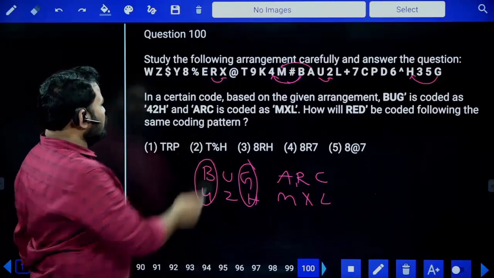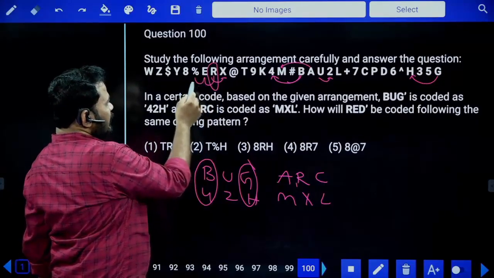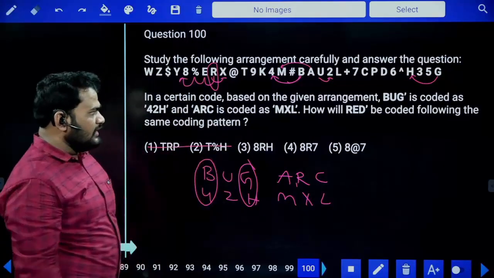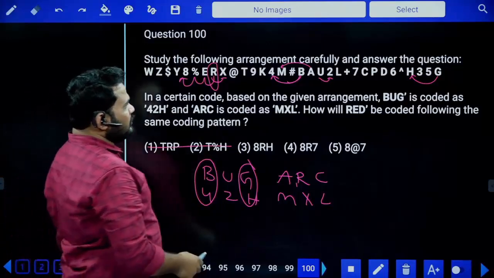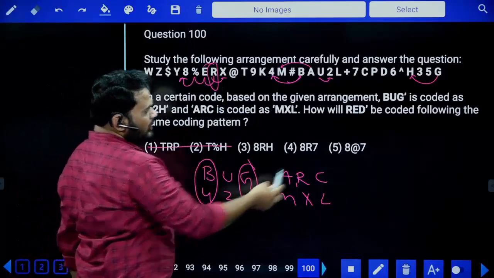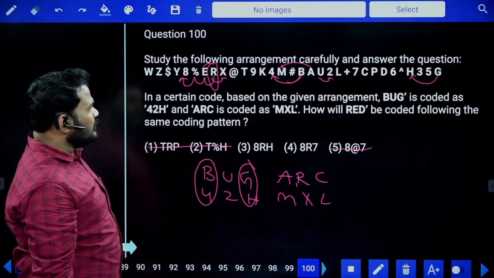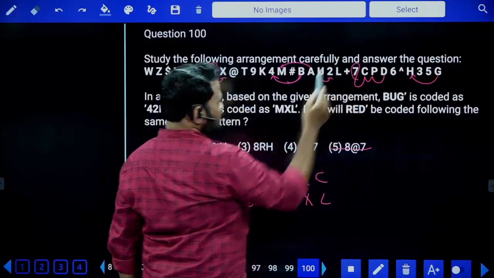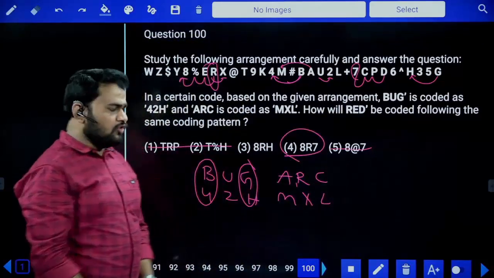So R is required. Third to the left of R, first left, second left, third to the left of R is 8. Answer has to be starting with 8. Next E, immediate right of E is required. Immediate right of E is nothing but R. After 8 we need to get R. Next D, third to the left of D is required. First left of D, second left, third to the left of D is 7. 8R7 is nothing but option number 4.